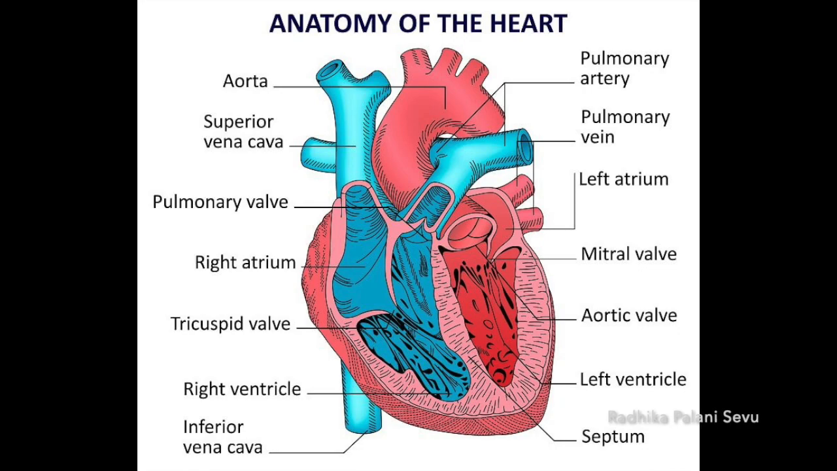So the heart will be contracting and it will be relaxing. The heart beats about 1 lakh times per day, and about 35 million times per year. In the human body, about 5 liters of blood circulates every minute. So this is an internal process which happens. The contraction of the heart we call systole, and the relaxation of the heart we call diastole.